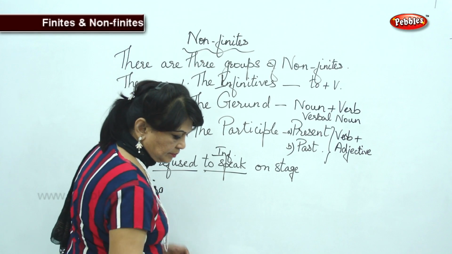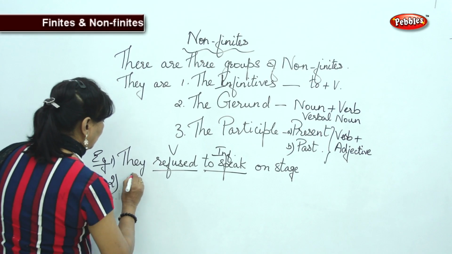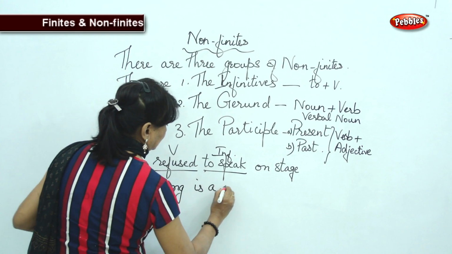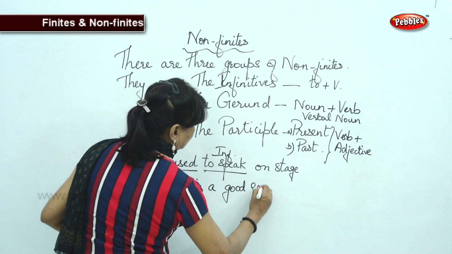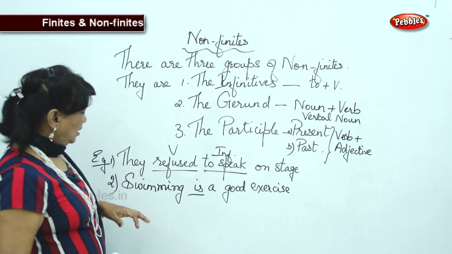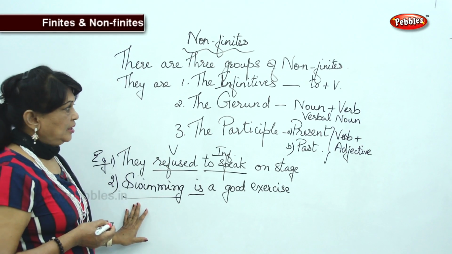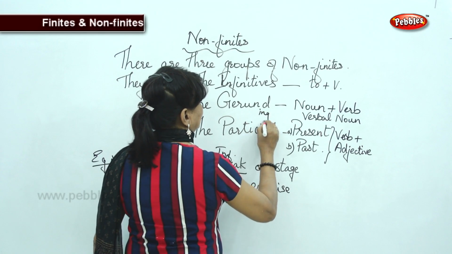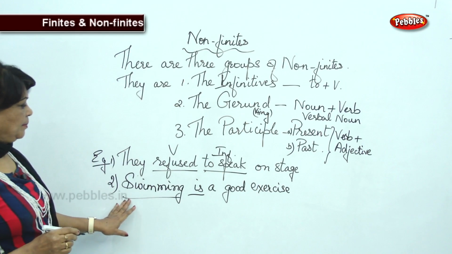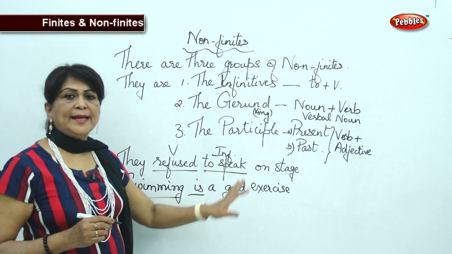Talking, swimming is a good exercise. Now "is" is the main verb. Okay. Now what is a good exercise? Swimming. Here the gerund is an "ing" word, this is always an "ing" word. Okay. That is verb plus ing. Swim, swimming. But here "is" is the main verb and this is a gerund. Okay. Swimming is a good exercise.